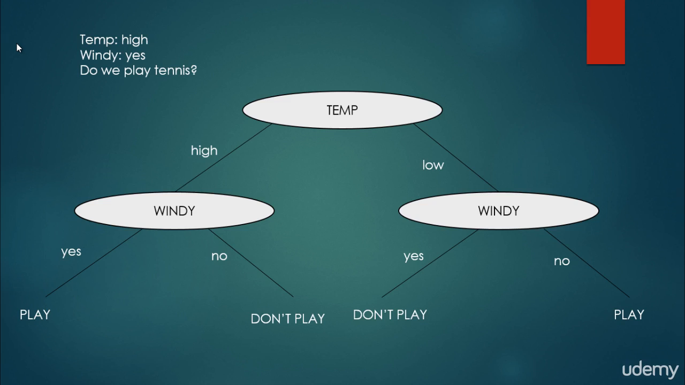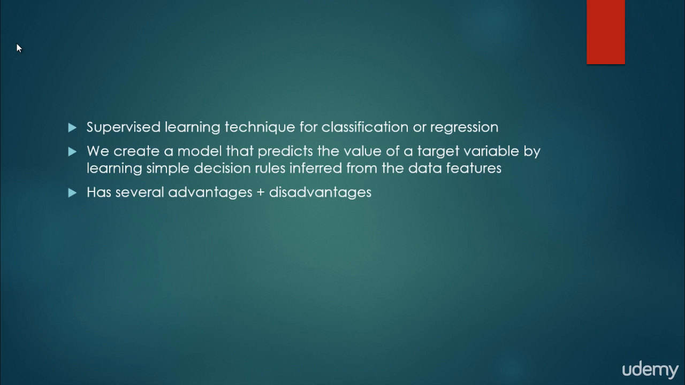We just have to traverse it. We have to start at the root node, and the temperature is high, because that's the feature. So we go to the left. Is it windy? Yes, it is windy. So the answer to the question of whether we play tennis is yes, we can play tennis. And this is how decision trees work in practice.